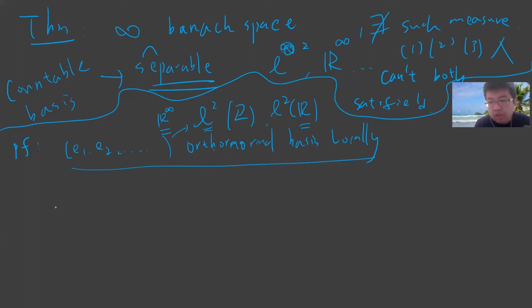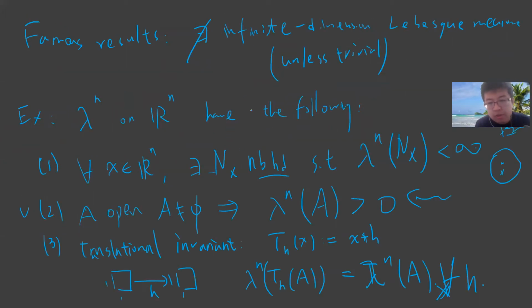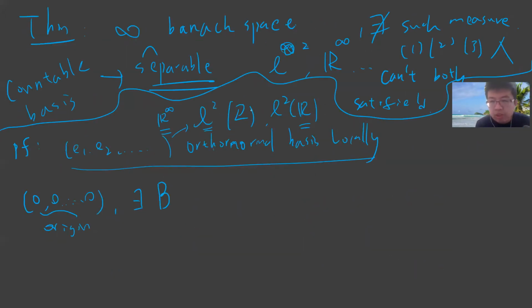And notice that, let's say you pick some point 0, the origin, an infinite dimensional origin. But who cares? You just pick some point, and then there exists a ball, because by the first condition there is a neighborhood, so there is a ball with radius delta such that the lambda measure of this ball is less than infinity. Now we prove it by contradiction. Suppose lambda is some measure which has the 1, 2, 3 properties.